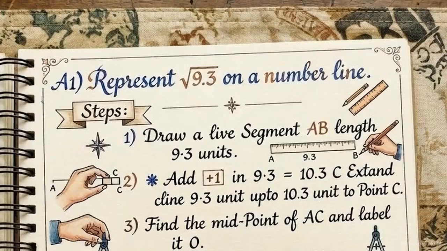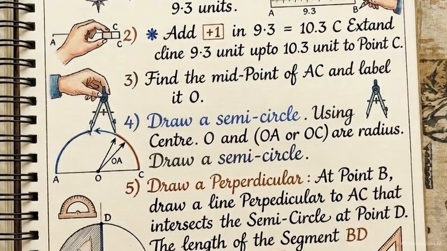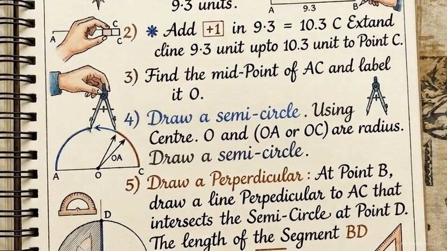This notebook lays out the precise steps for our construction. Step 1 is straightforward. Draw a line segment exactly 9.3 units long, from point A to point B. The critical next step is to extend that line from point B by exactly 1 additional unit, ending at a new point, C. The total length of segment AC is now 10.3 units. Next, find the exact midpoint of this entire 10.3 unit line. We'll label this point O.